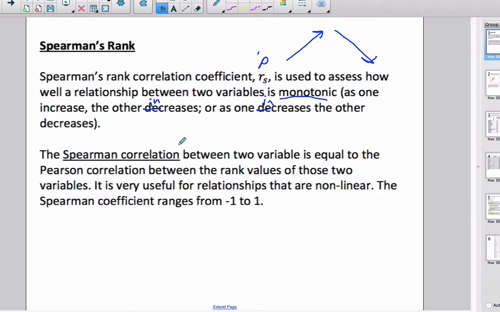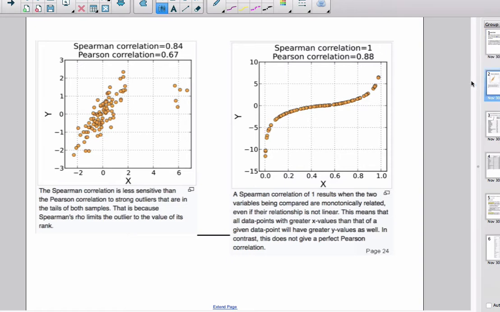So actually Spearman's correlation between two variables is equal to the Pearson correlation between the rank values of the two variables, which I'll show you what I mean in a second. It's very useful for relationships that are nonlinear, and you also get a number that ranges from -1 to 1, just like Pearson's correlation coefficient. Okay, let's take a look at a couple graphs first.